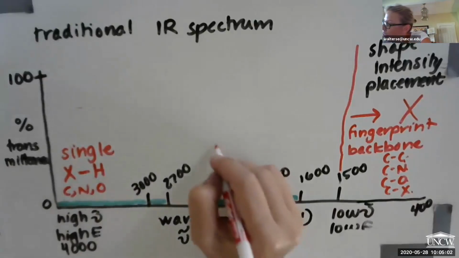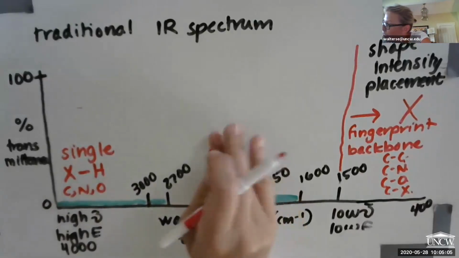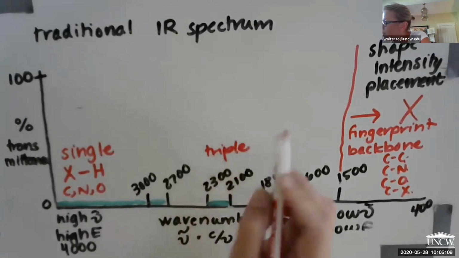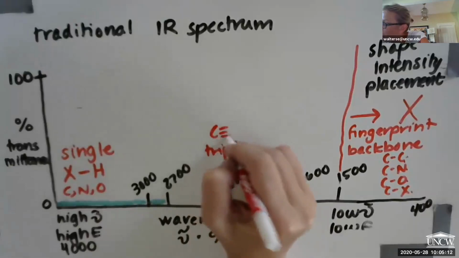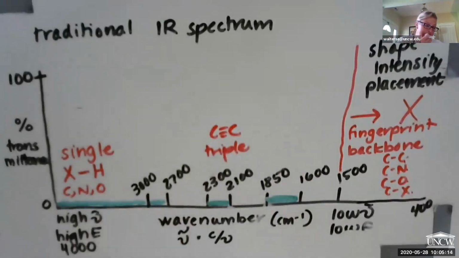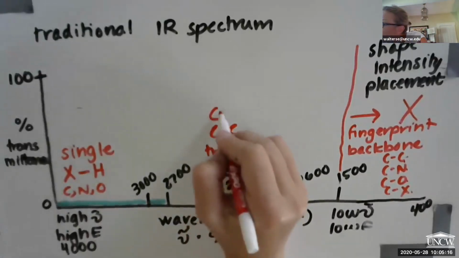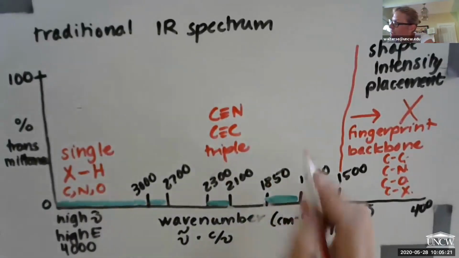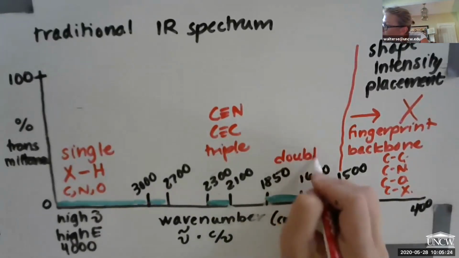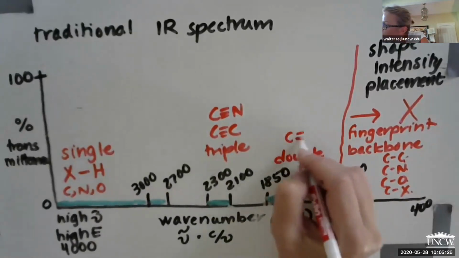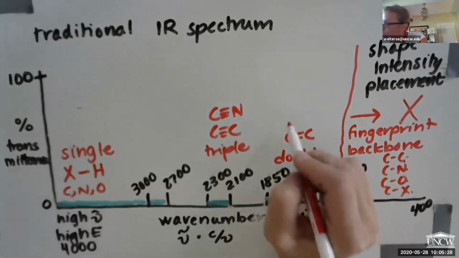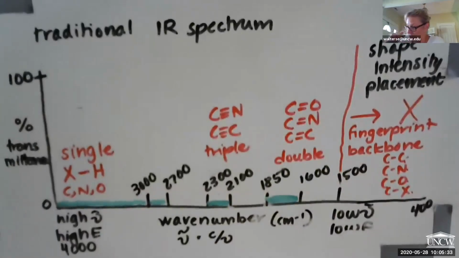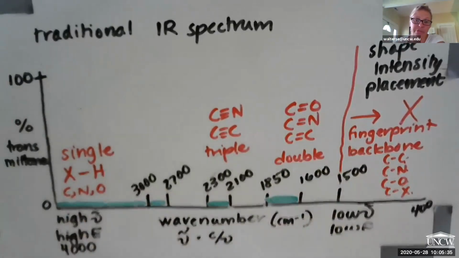This region here is the triple bond region. And you only have in organic molecules carbon to carbon triple bonds and carbon to nitrogen triple bonds. This is the double bond region. You can have carbon to carbon double bonds, carbon to nitrogen double bonds, carbon to oxygen double bonds. So you're looking for features within these regions.